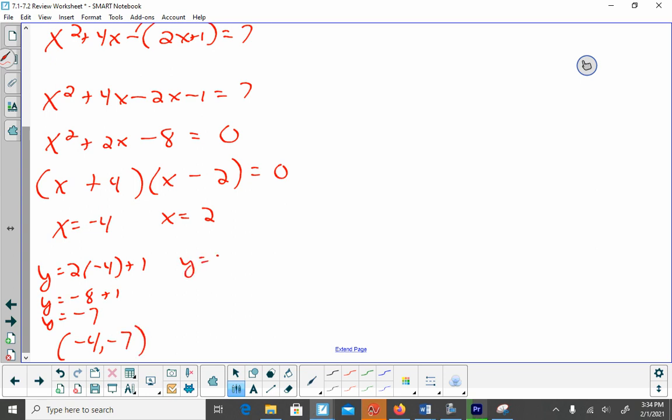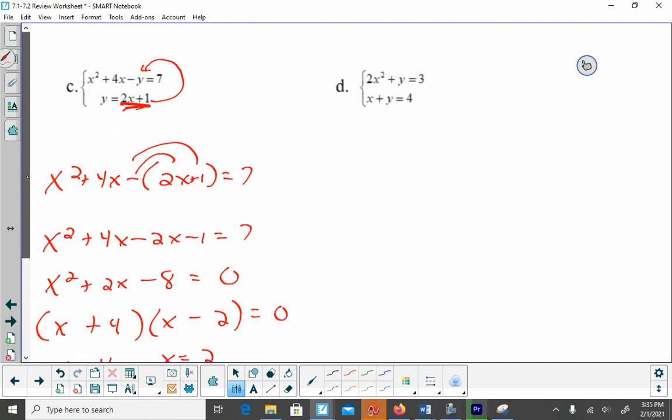Then y is equal to 2 times 2 plus 1. y is equal to 4 plus 1. y is equal to 5. My other ordered pair is going to be 2, 5. So I have two solutions because I'm probably going to have a parabola and a line.